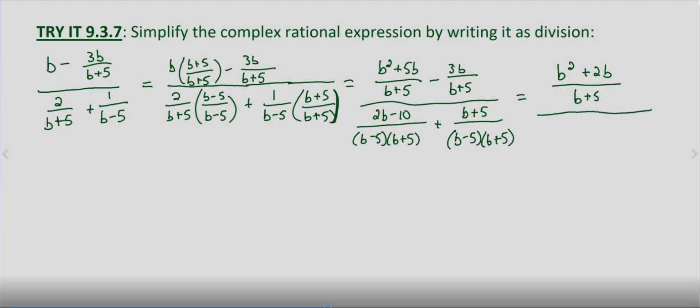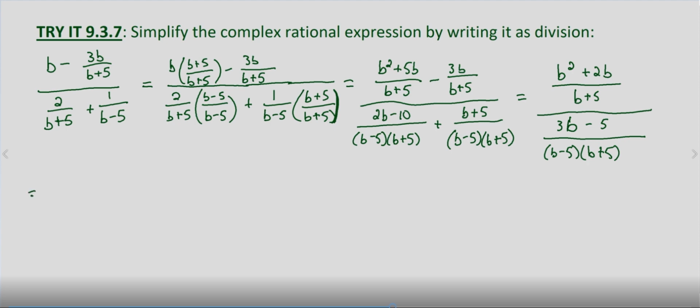And that's all going to be over 2b minus 10 plus b plus 5. Well, that's going to be 2b plus b is 3b. Minus 10 plus 5 is minus 5. Make sure this looks more like a b than a 6. So 3b minus 5, and that's all over b minus 5 times b plus 5.